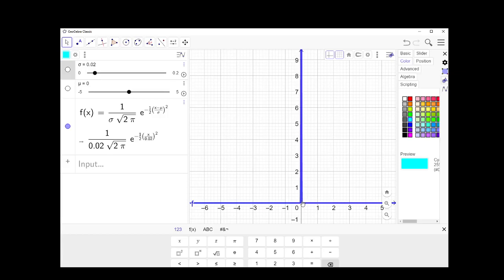In the next video, I'm actually going to show that, regardless of what value we have for sigma, the area underneath this curve when mu is equal to 0 is equal to 1. And therefore, I will prove that the area underneath the Dirac delta function is 1.